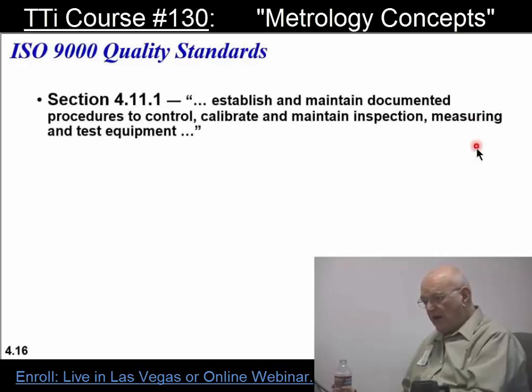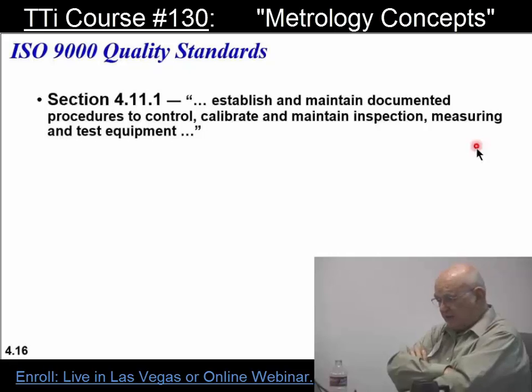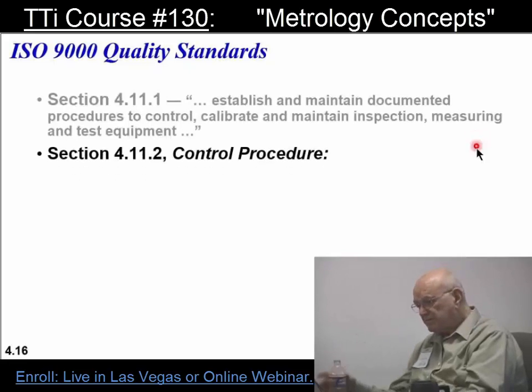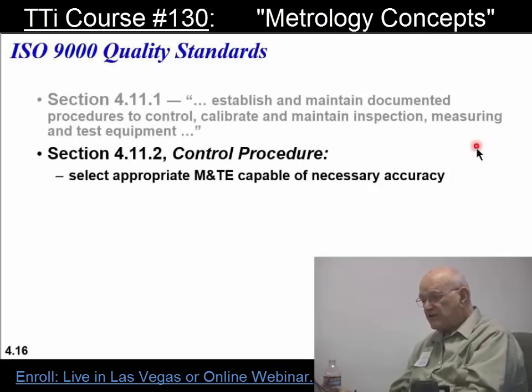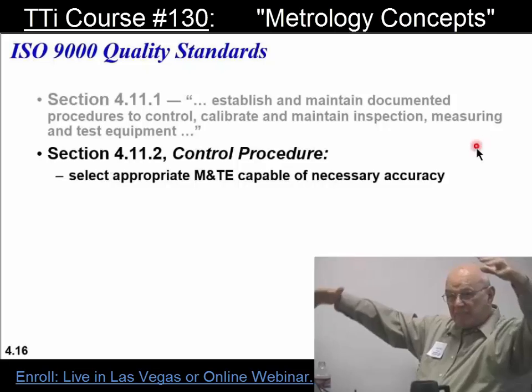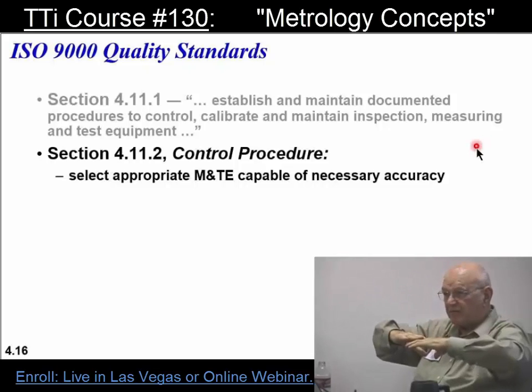Section 4.11.1: establish and maintain documented procedures to control, calibrate, and maintain inspection, measuring, and test equipment. That's part of that section. And in this section is control procedures: select appropriate measurement and test equipment capable of necessary accuracy. This is the overall company objective. Now remember something, within that you have that calibration objective.